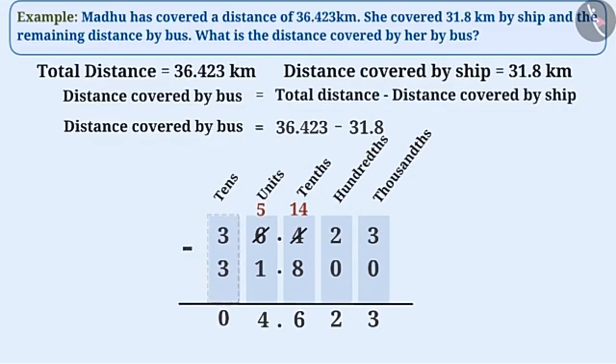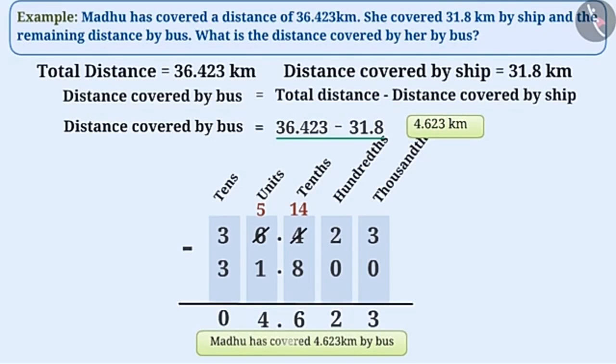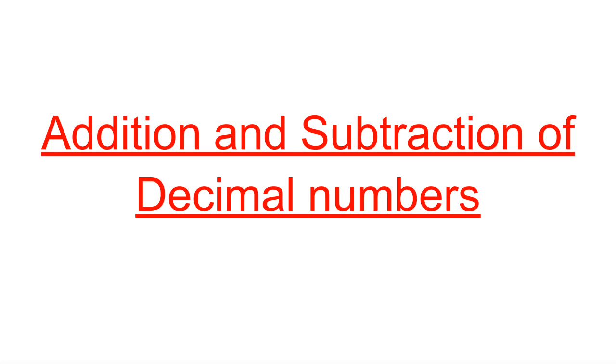As you can see that 4 is at the unit place, 6 at the tenth place, 2 at the hundredth place and 3 at the thousandth place. Therefore, we can say that 36.423 minus 31.8 is equal to 4.623. That is, Madhu has covered 4.623 kilometers by bus. So children, today we discussed addition and subtraction of decimal numbers. Today's class is completed.